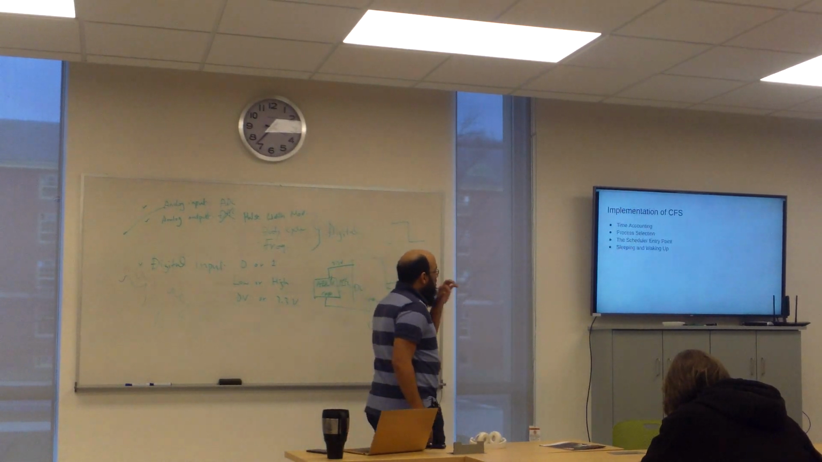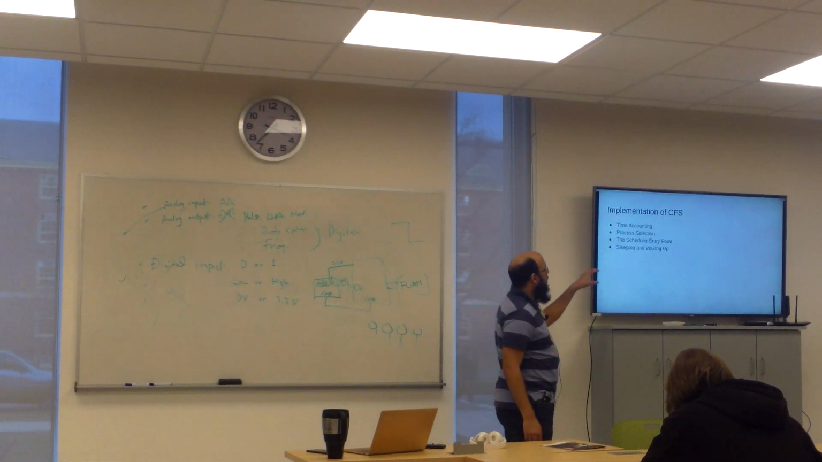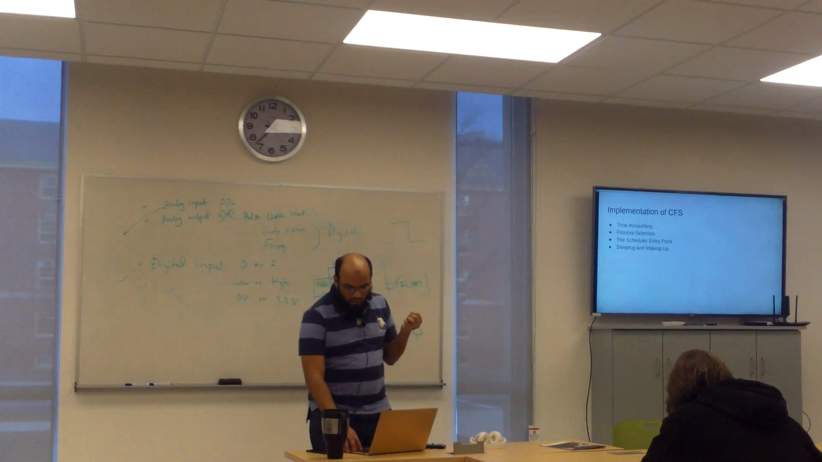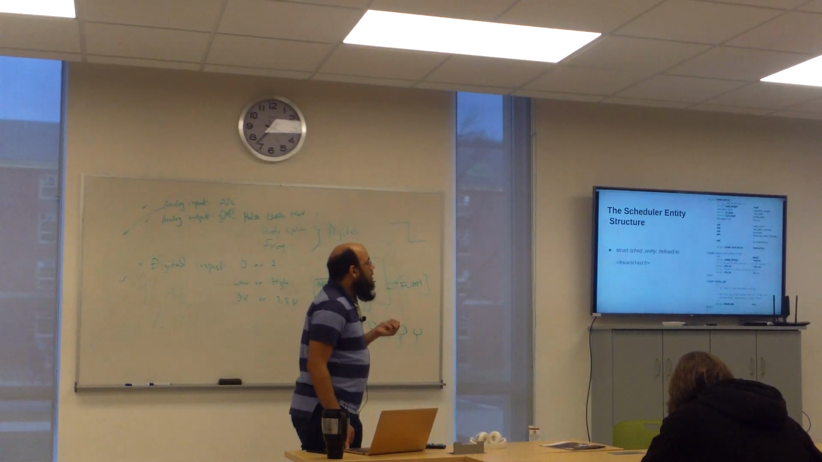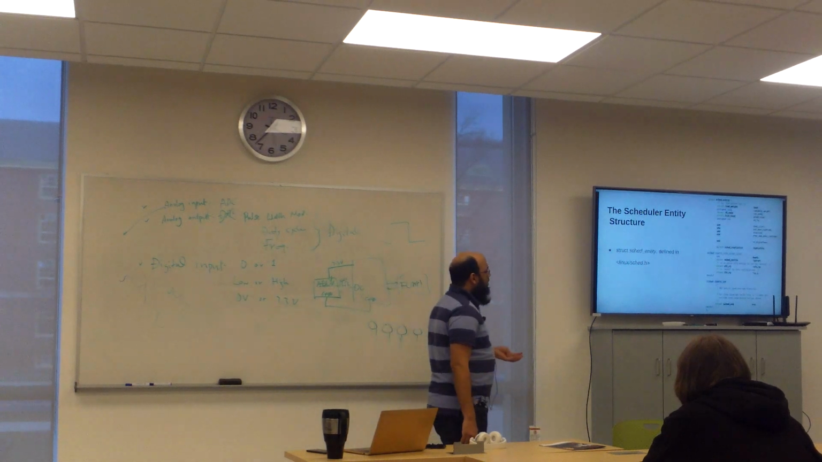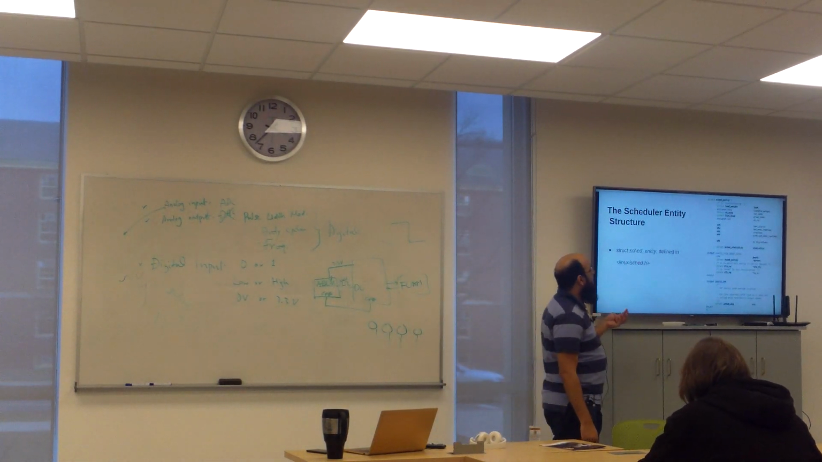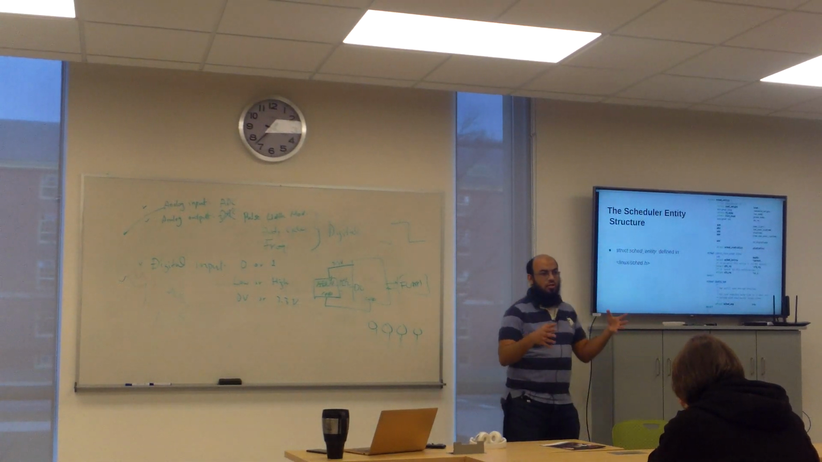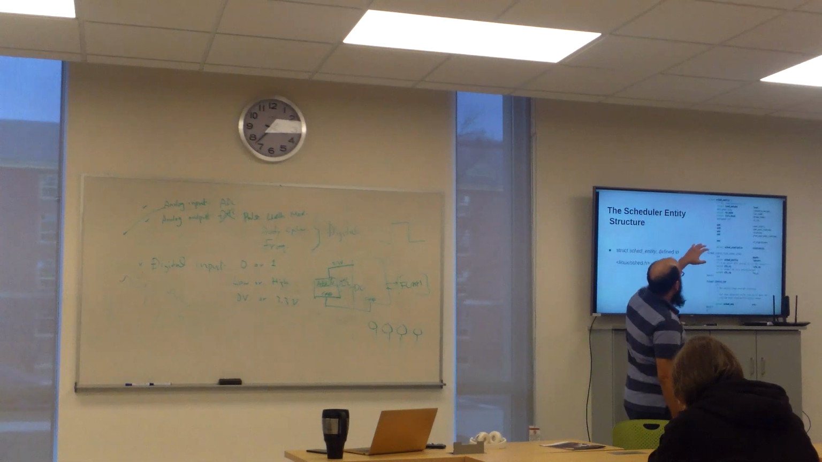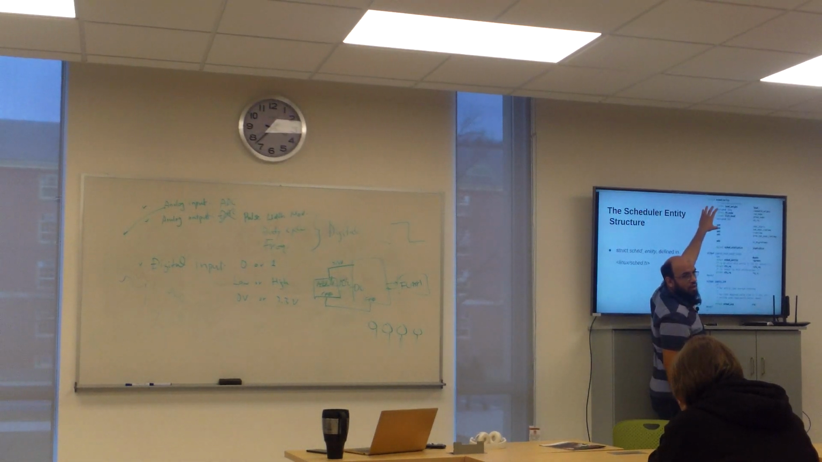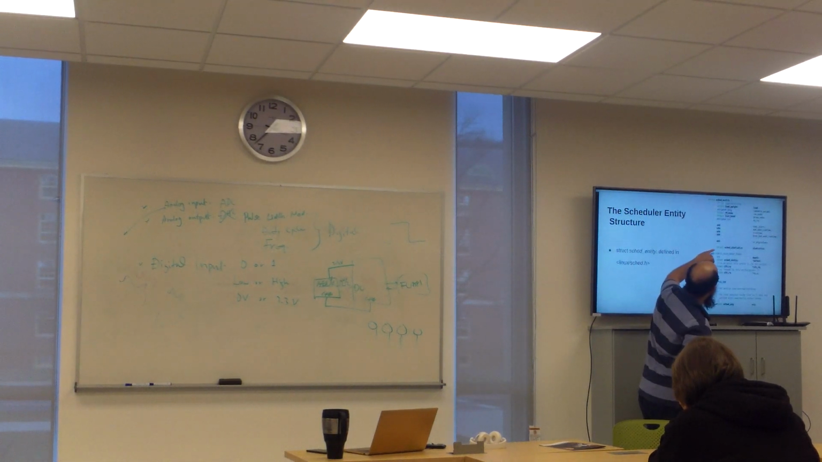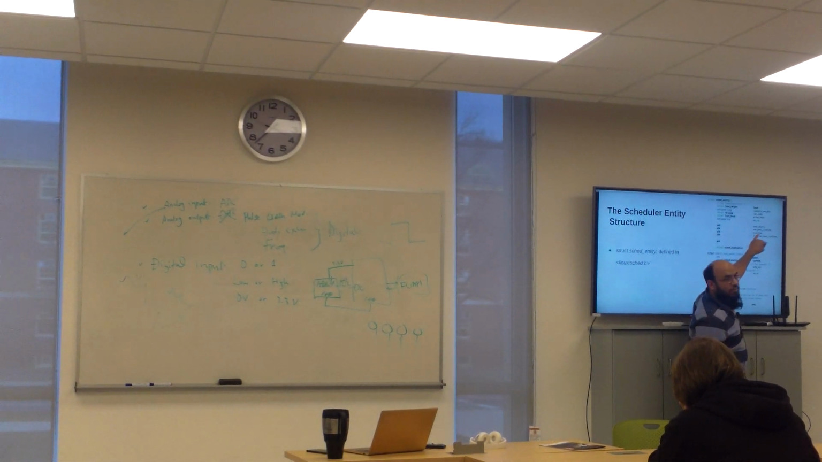In the implementation of CFS, you have time accounting, process selection, the scheduler entry point, and sleeping and waking up. These are the 4 parts that one can look at. The scheduler entity structure is basically a structure that defines everything about the scheduler. Each task has a scheduler entity structure, and I have a virtual runtime. That's how long my process has been running, the number of ticks.